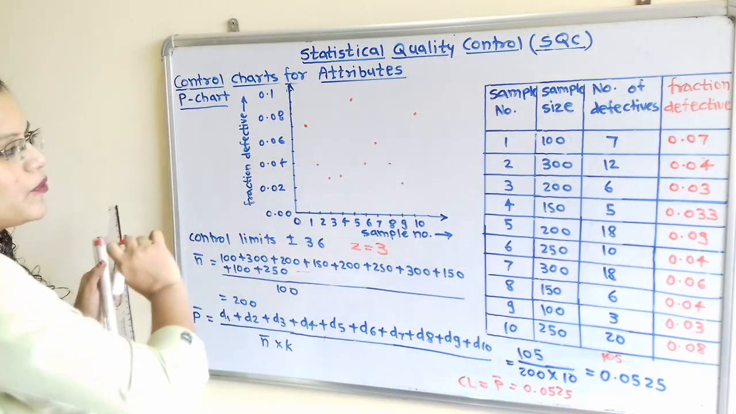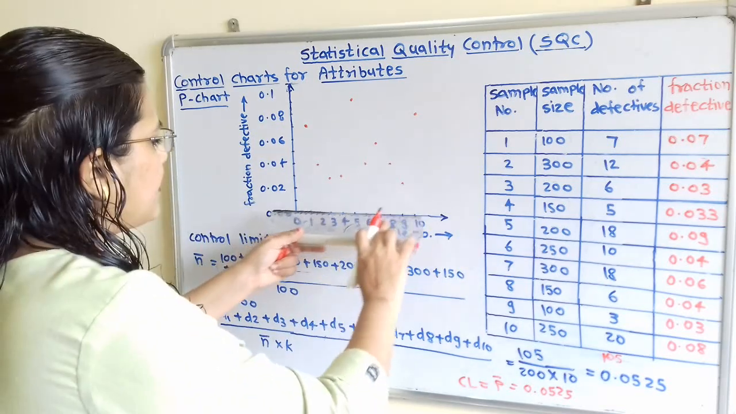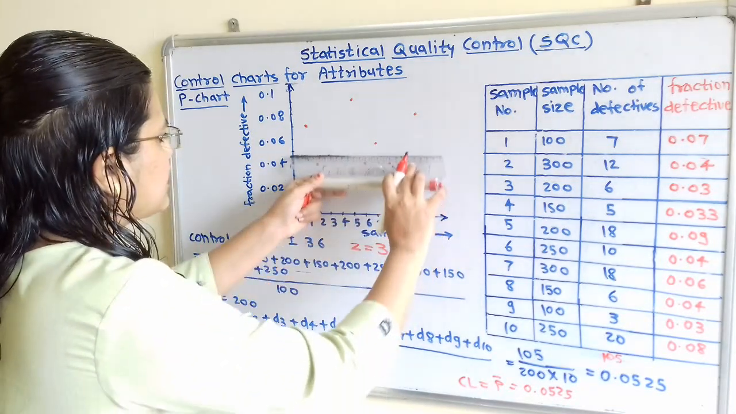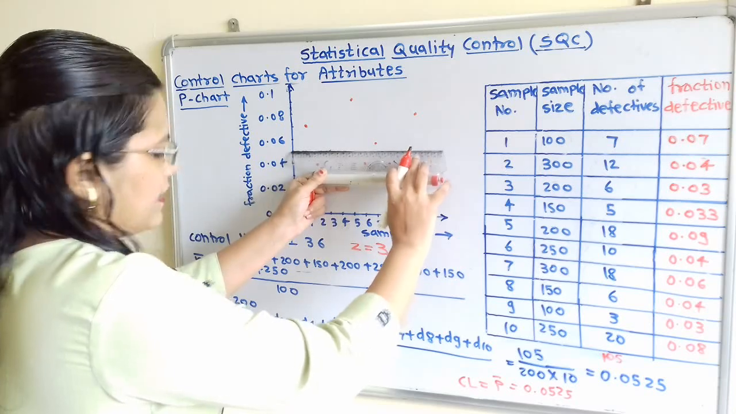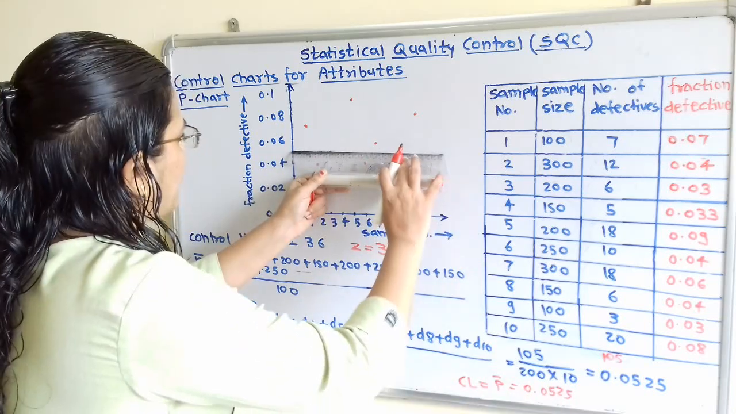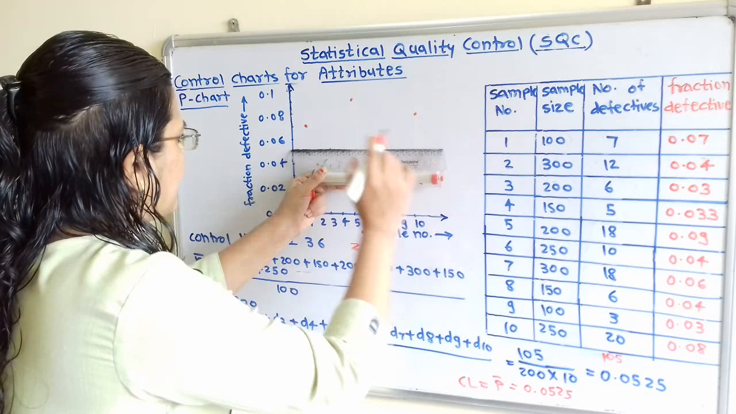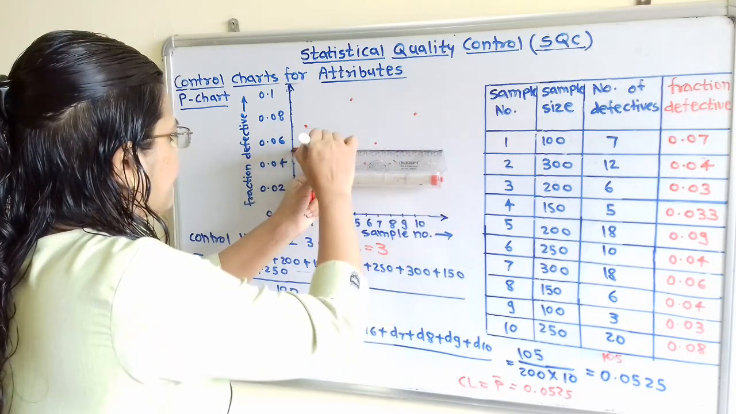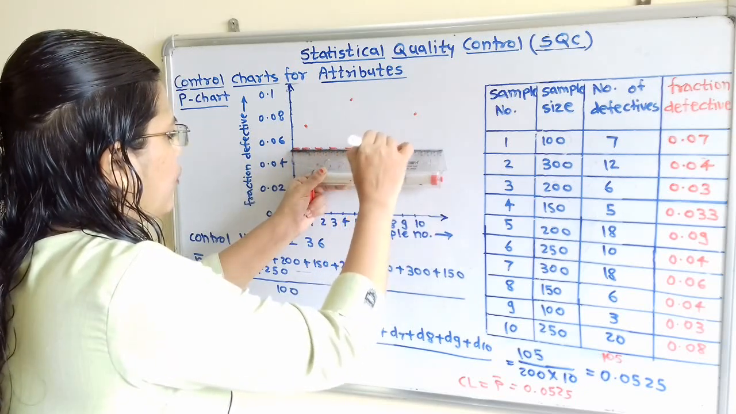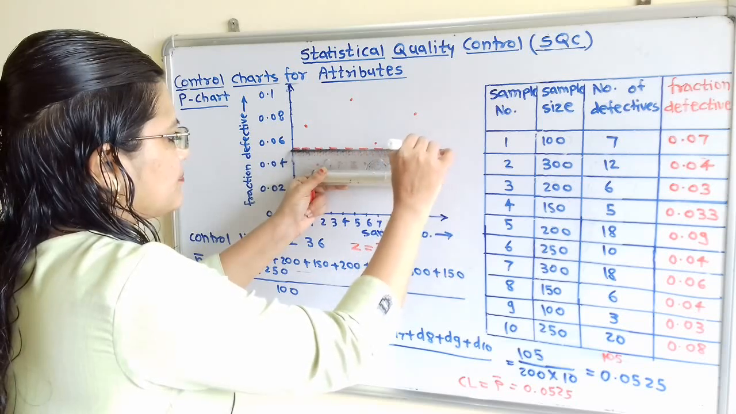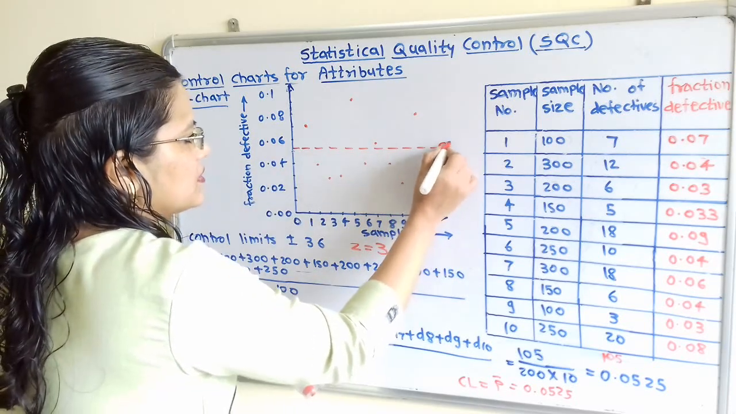So here is 0.05. I will take the horizontal distance and draw one line that is slightly above 0.05. We will draw this in the form of dash. This is CL.